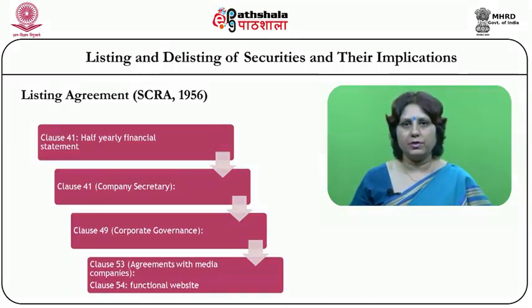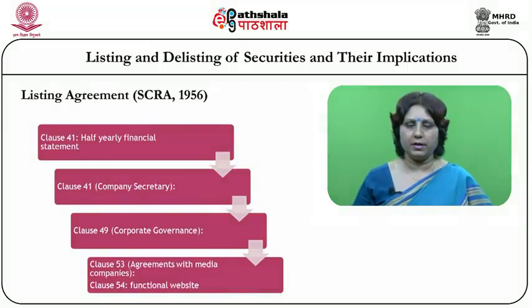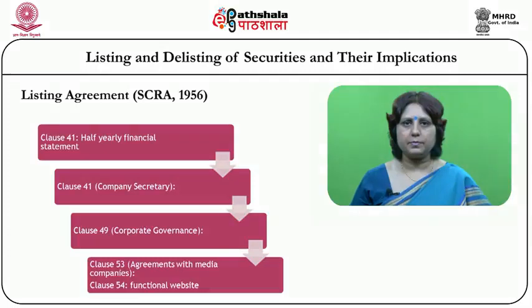And then clause 54 says that a company should have a functional website giving the shareholding pattern, the operations of the company, the business of the company, the board of directors of the company, annual reports, and the last published annual reports. All such details should be available for the investors on the functional website, so that before applying for allotment of securities, they can look into the website of the company to make an informed decision whether they should invest in the securities of this particular company or not.